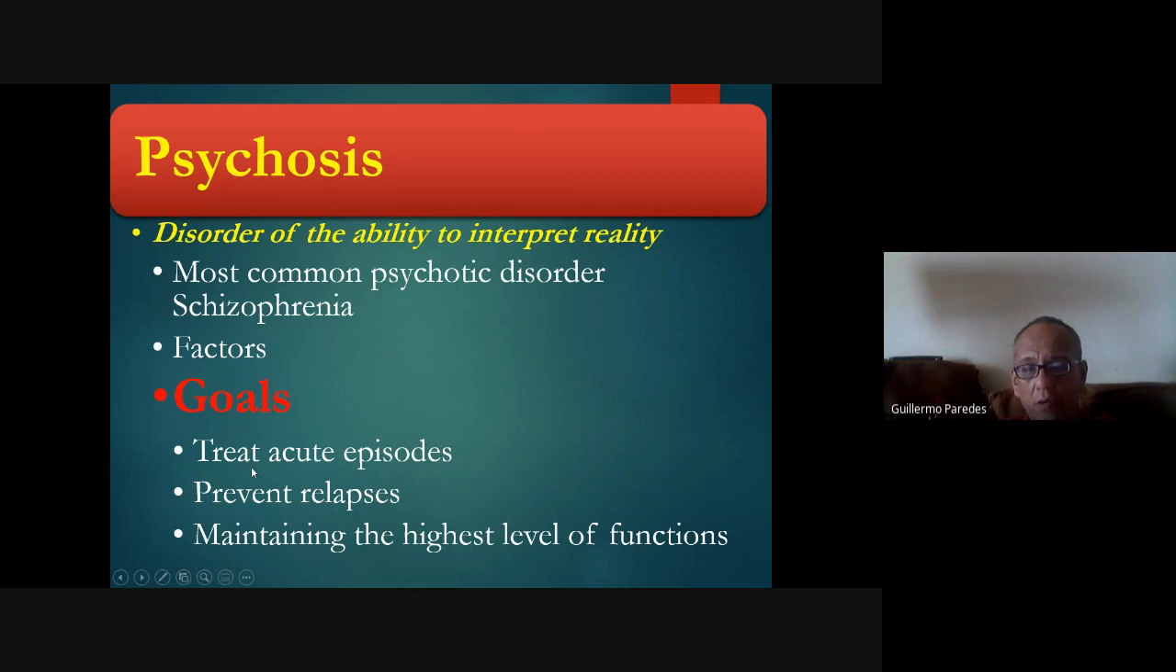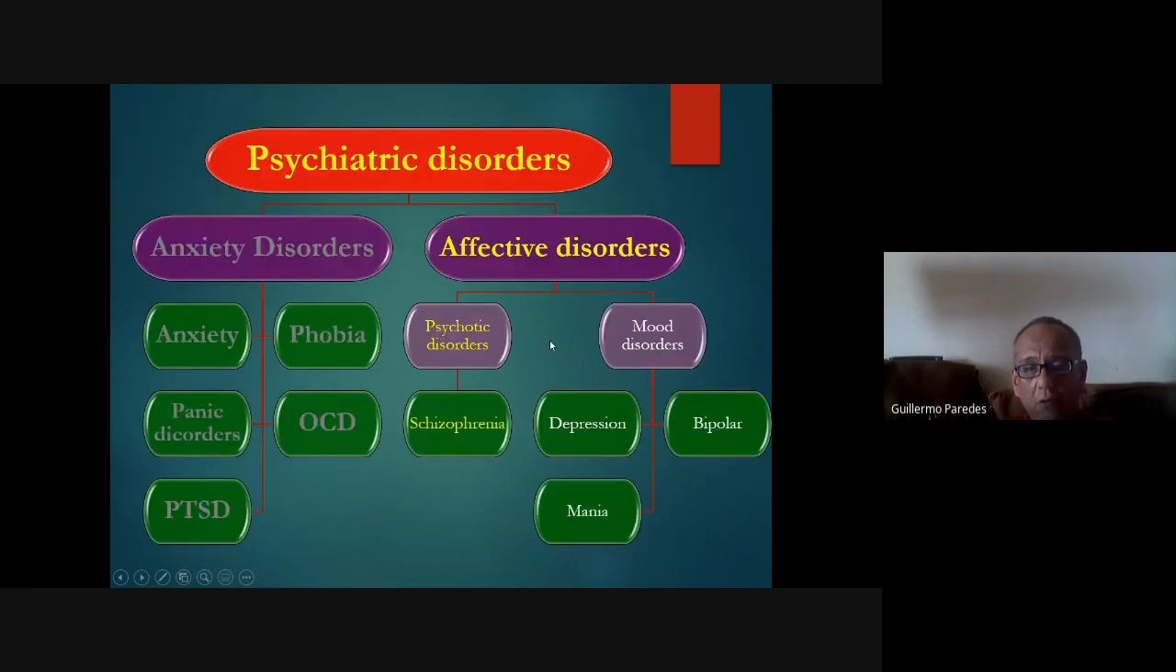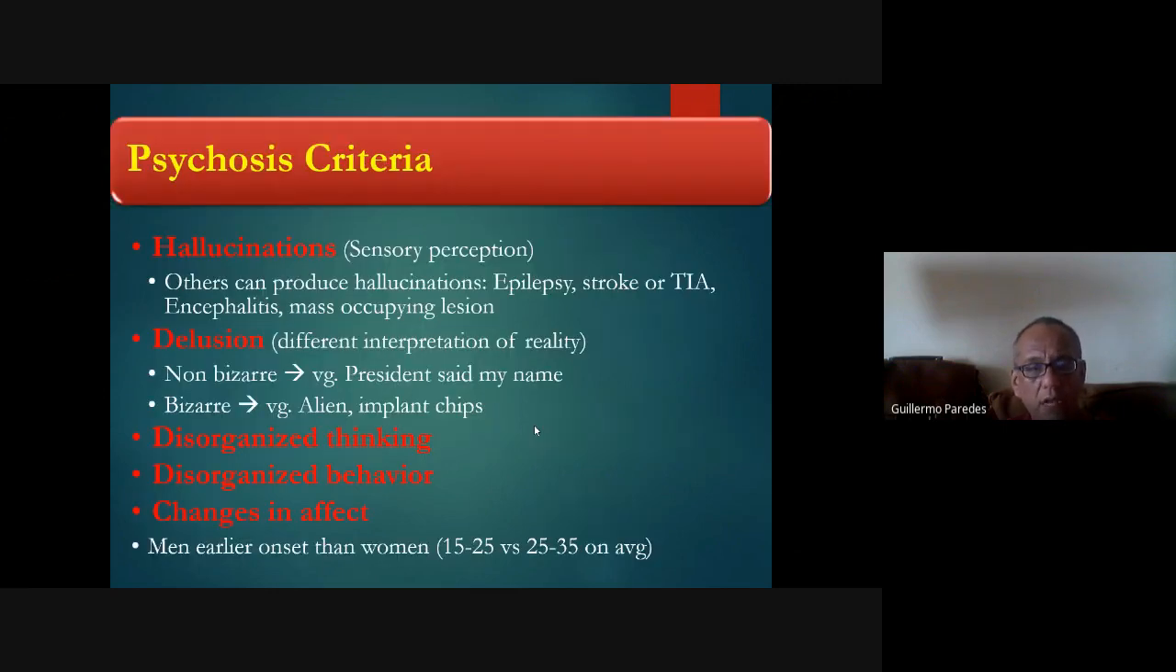The goals are to treat acute episodes, prevent relapse, and maintain the highest level of function of the patient. So here, among the affective disorders, we have the psychotic disorder, and here we have schizophrenia. There are 5 types of schizophrenia. We are not going to talk about all of them, schizoaffective, etc. So there are different types. All right, so let's start.